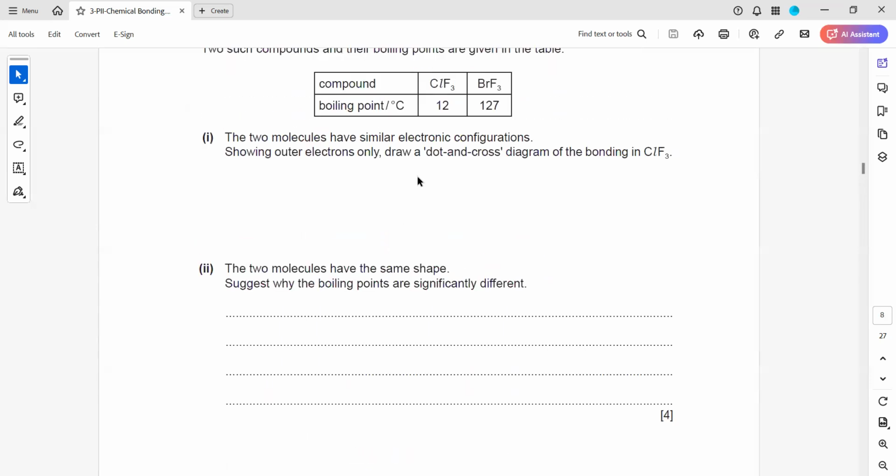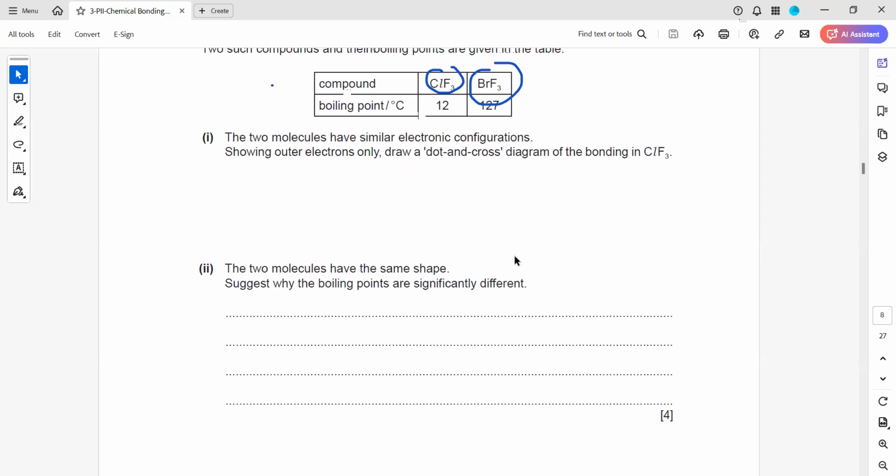Two molecules have the same shape; suggest why the boiling points are significantly different. So they have the same shape, but why are the boiling points different? Remember one thing: the intermolecular force, the London dispersion force, increases as the number of electrons increases. You can see bromine has more electrons as compared to chlorine. The greater the number of electrons, the greater the dipole-induced dipole forces.